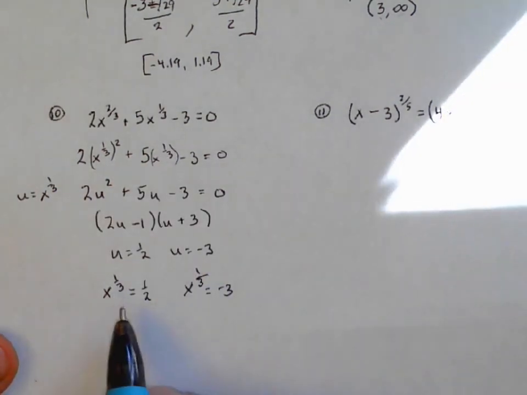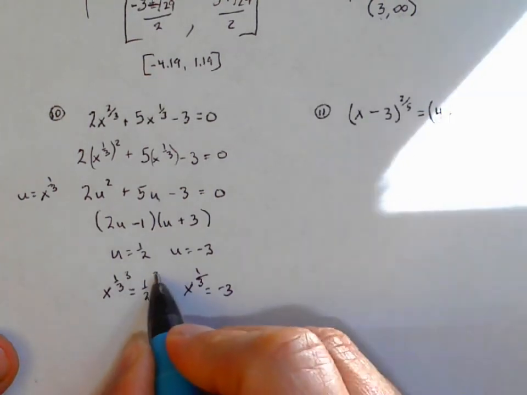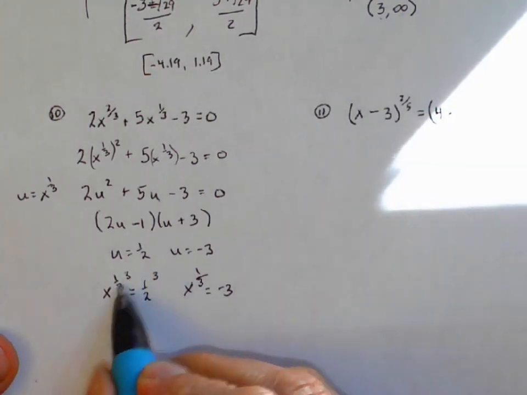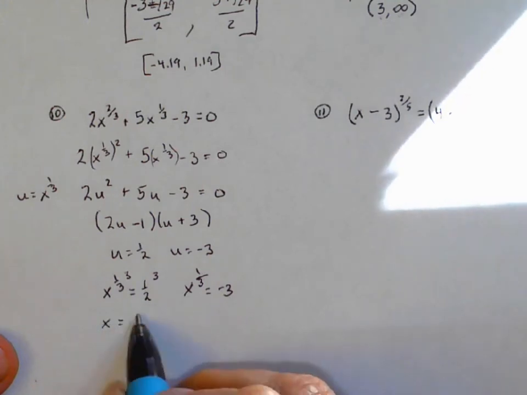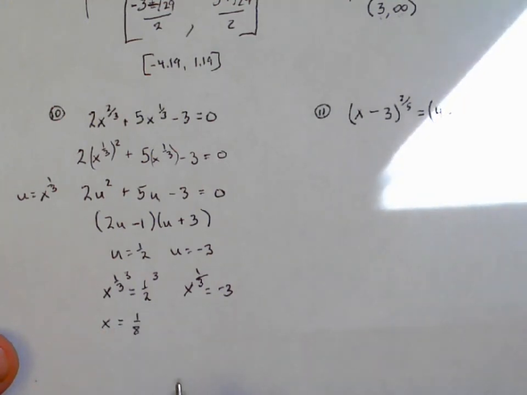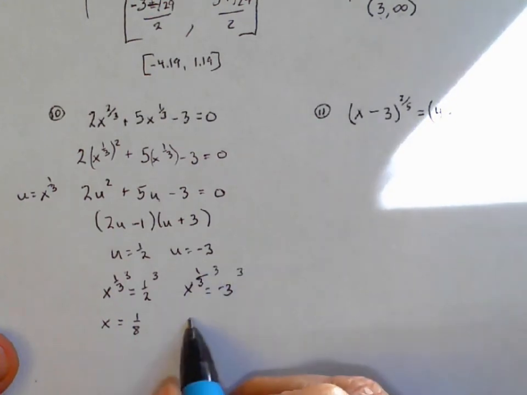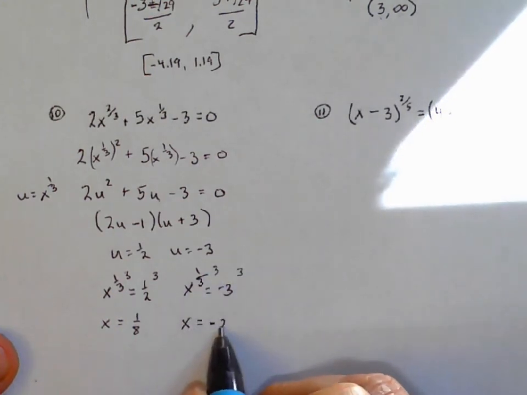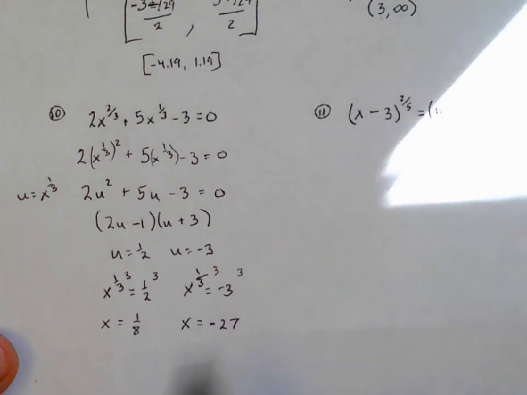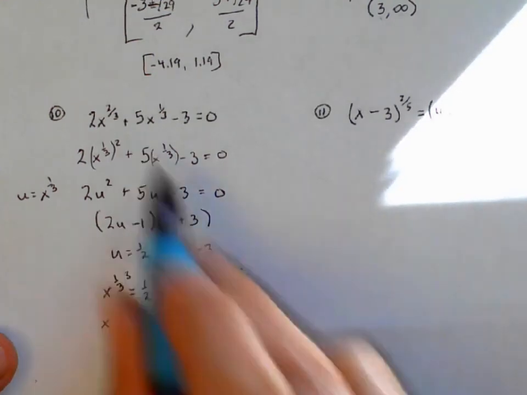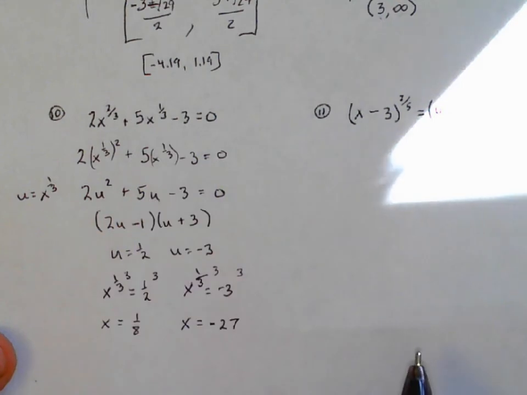Then to get rid of the 1/3 power, I raise it to the third. 1/3 times 3 is 1, so I have x is equal to 1/8. And same thing here, raise it to the third power, those cancel out. I have x is equal to negative 27. You should check your answers, take them and plug them in. I'll tell you that they both work when you plug them back in. Okay, let's do another one.